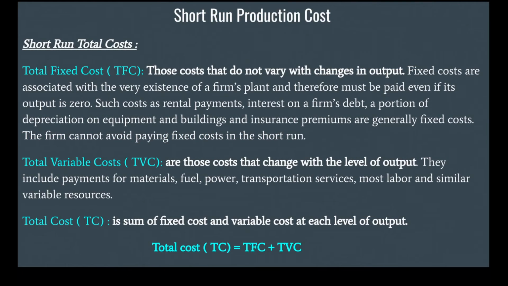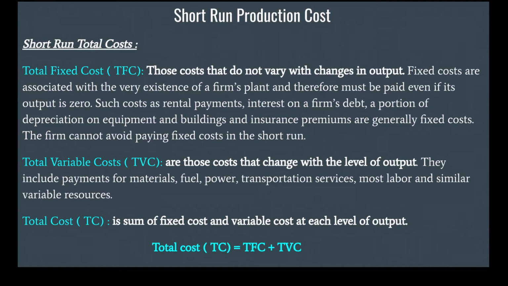Short-run production cost, short-run total costs. Total fixed cost, those costs that do not vary with changes in output. Fixed costs are associated with the very existence of the firm's plant and therefore must be paid even if its output is 0. Such costs as rental payments, interest on the firm's debt, a portion of depreciation on equipment and buildings, and insurance premiums are generally fixed costs. The firm cannot avoid paying fixed costs in the short run.